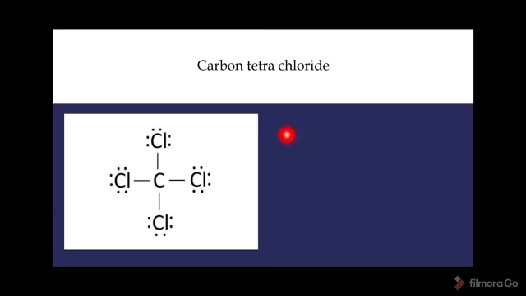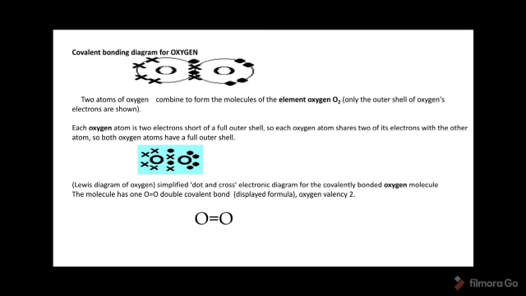This is carbon tetrachloride. Carbon has 4 electrons. It shares electrons with 4 chlorines, and they produce carbon tetrachloride. Now covalent bonding can also form a double covalent bond. The formation of the oxygen molecule is an example of the formation of a double covalent bond.